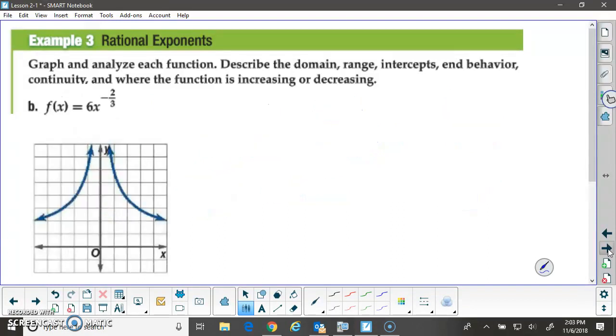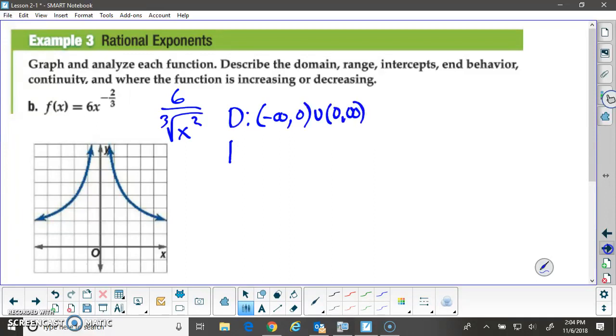And last one, we've got a negative fractional exponent, so this would be the same thing as 6 over the third root of x to the second. And so our domain for this function would be all numbers except for 0. Our range for this function would be numbers greater than 0. Intercepts, we have none.